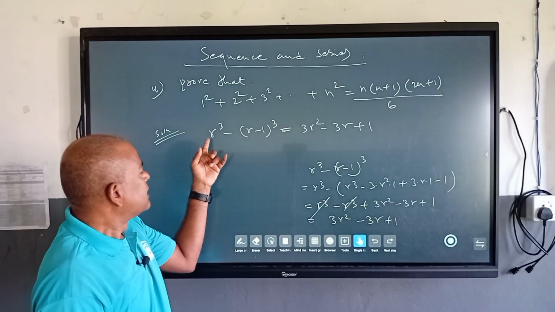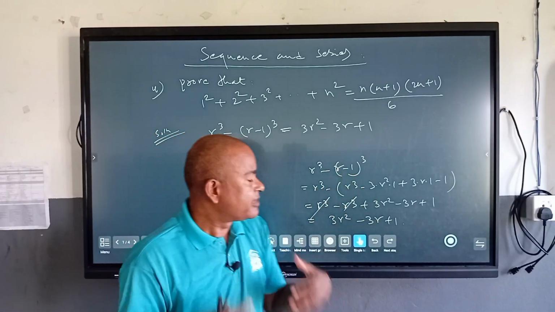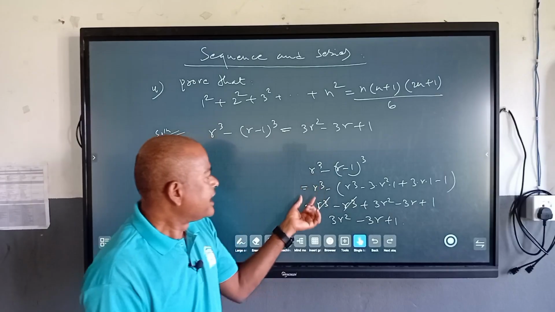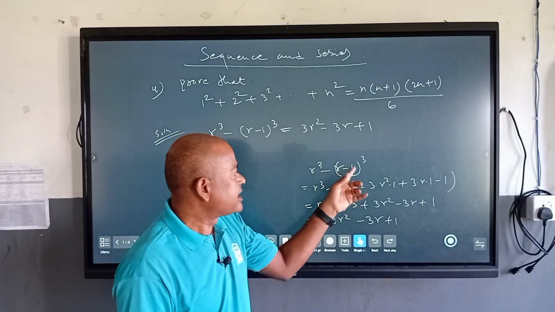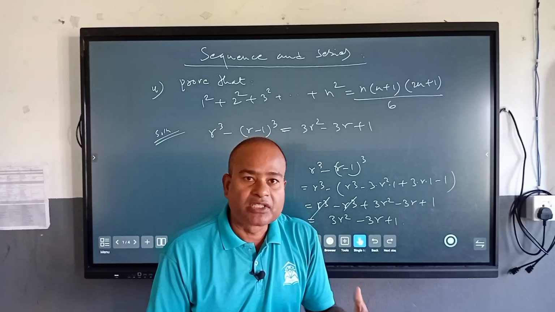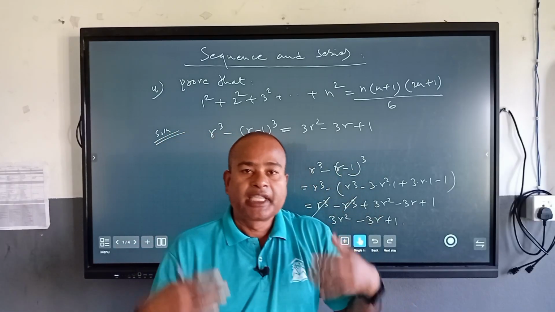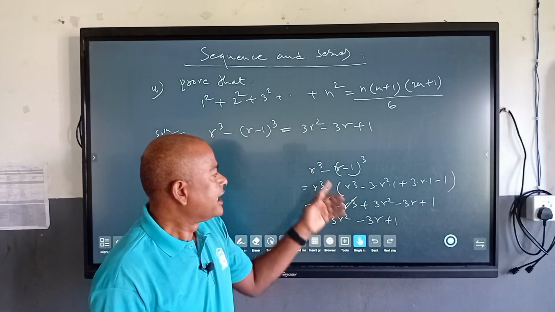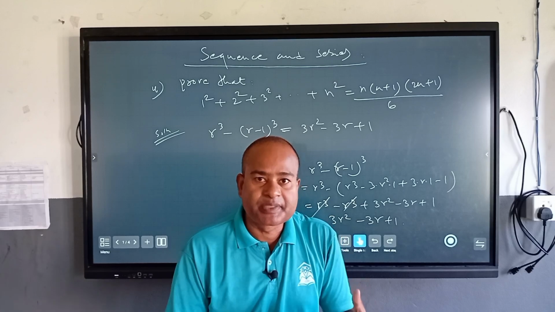Dear students, in the algebraic expression r cube minus r minus 1 whole cube, we keep r cube as it is. r minus 1 whole cube is in the form of a minus b whole cube, and we know that a minus b whole cube in the expanded form is a cube minus 3a square b plus 3ab square minus b cube.